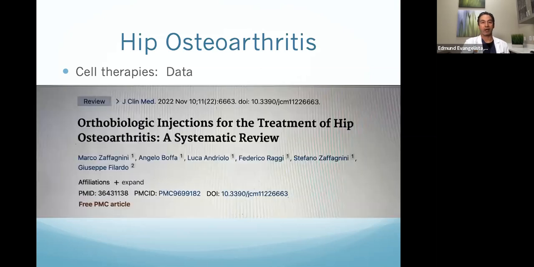So what's the data on these cell therapies for hip arthritis? This study was published in Journal of Clinical Medicine, November 2022. It's a systematic review looking at the different orthobiologic injections for the treatment of hip arthritis. Now, we like looking at these systematic reviews because instead of looking at multiple smaller studies, these systematic reviews compile all the different studies on that same topic and analyze the results and try to give you a summary of the results of the treatment.